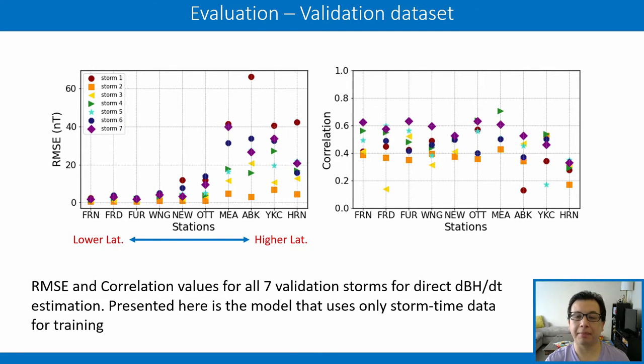In both the test and validation datasets, there seems to be a clear decrease in correlation for the higher latitude stations compared to the mid-latitude stations, which may be consistent with claims that high latitude auroral processes are, in general, local processes that may be more important than the global drive of the solar wind.